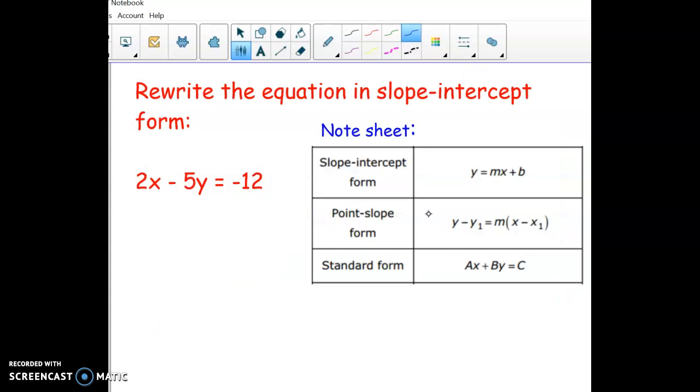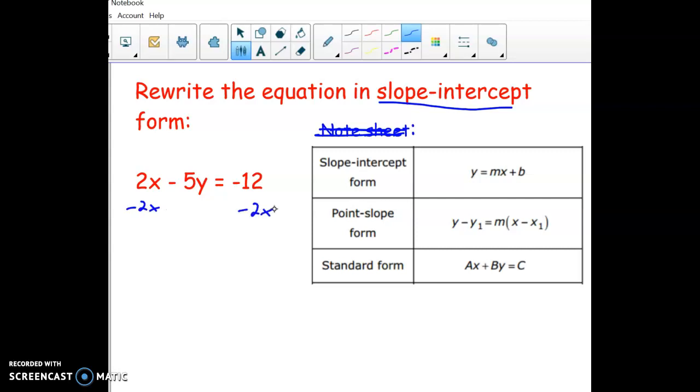Okay, so you'll have these on the test, right? I used to make kids do a note sheet, but I think we just put them on top of the test now. So here's your 3 forms, and you have to rewrite it in slope intercept. Slope intercept has y alone, so basically we just got to do some algebra steps.